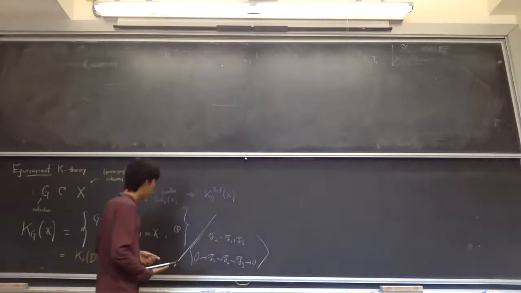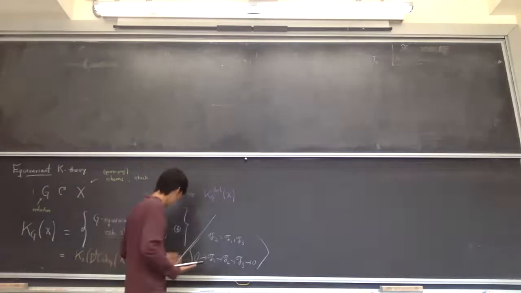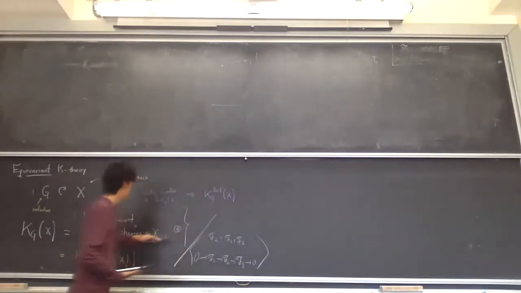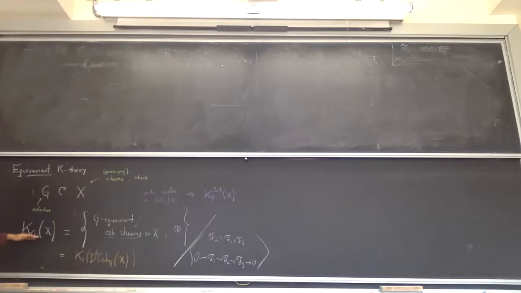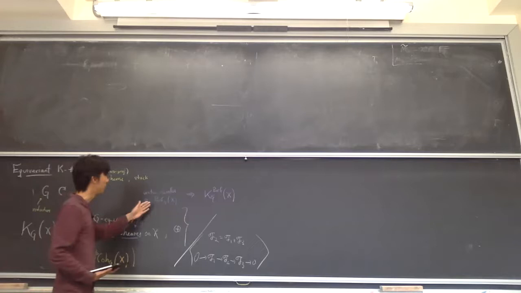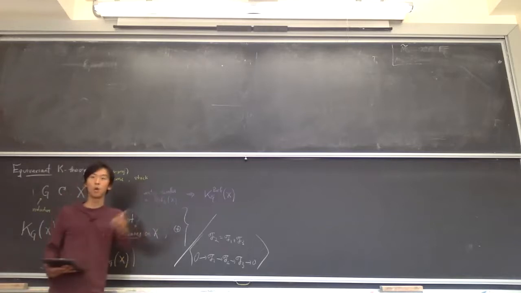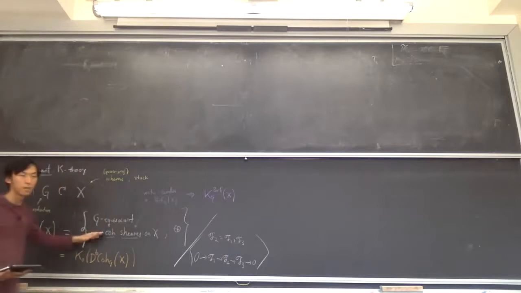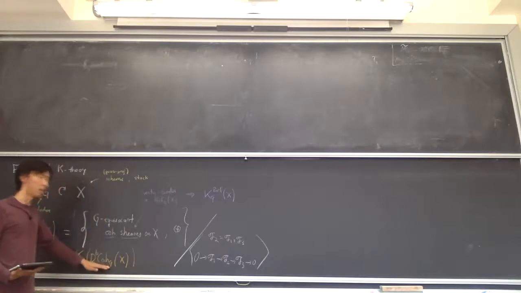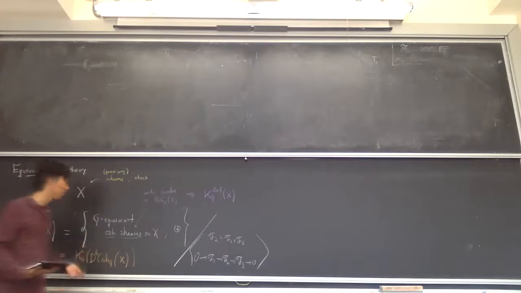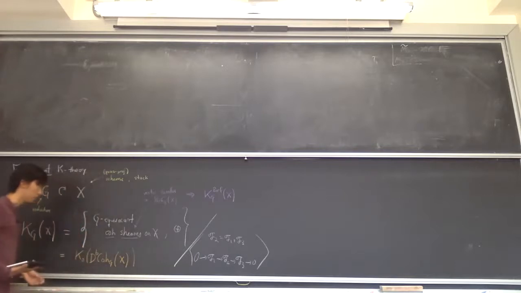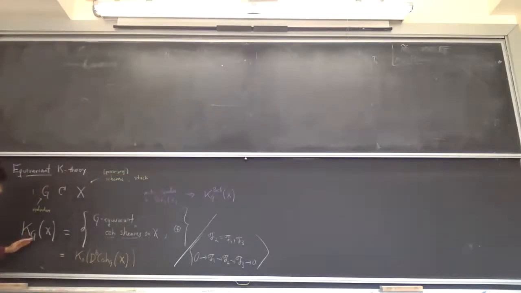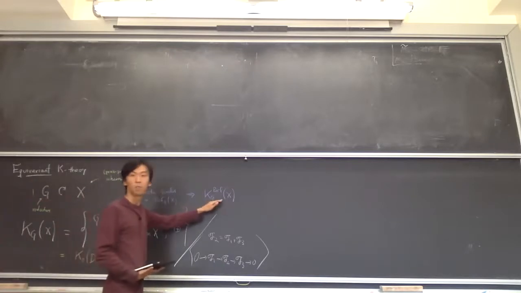And I want to emphasize that K_G perf is very, very different from K_G of X. One notable difference is that if you have a vector bundle, you can always pull it back along any morphism. Whereas if you take some coherent sheaf and do some derived pullback, that might not stay coherent. So there are some important functoriality differences between the usual K group and this K group of all perfect complexes.